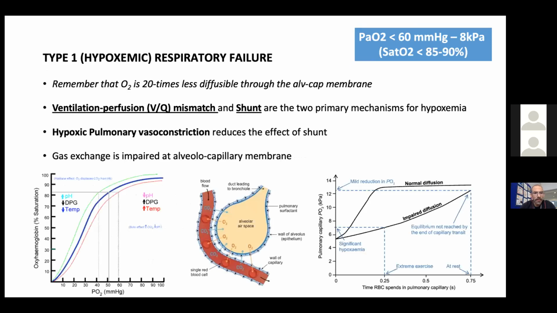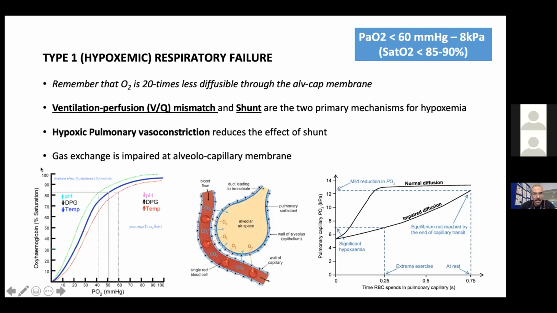So the type 1, the ventilation perfusion mismatch and the shunt are the two mechanisms that explain this type 1 or hypoxemic respiratory failure. And as you can see from the hemoglobin dissociation curve, whenever you have an arterial pressure of oxygen of less than 60 millimeters of mercury, your oxygen saturations measured by pulse oximetry will be 90% or lower. So that's an idea of how well oxygenated your patient is.